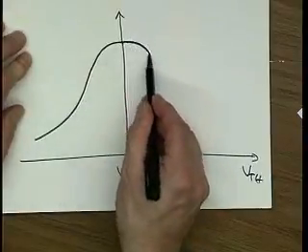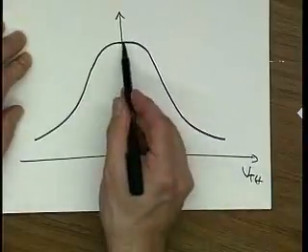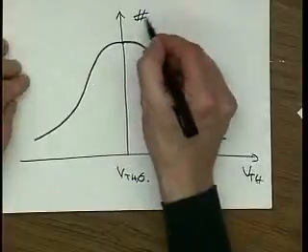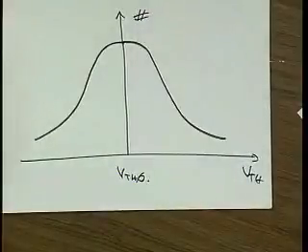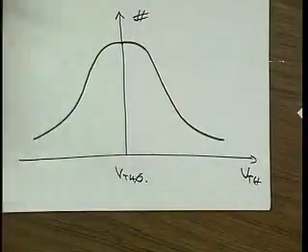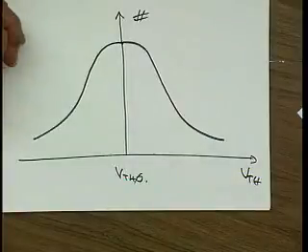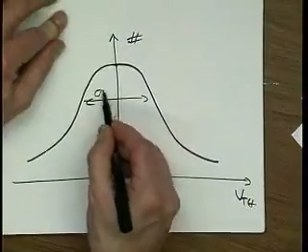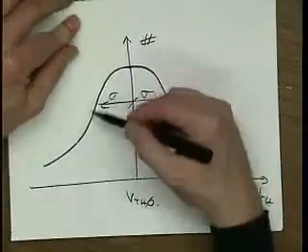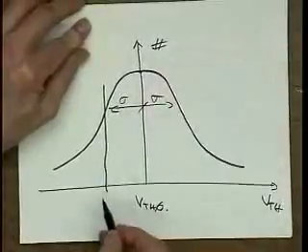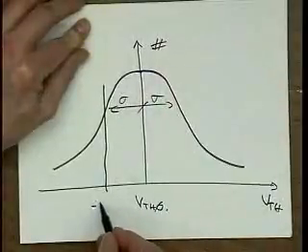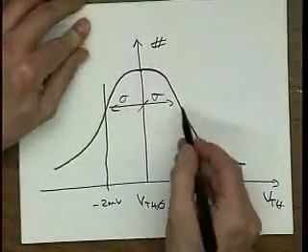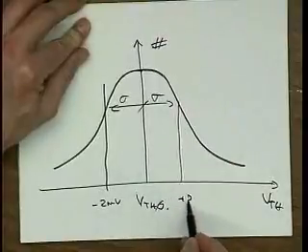Now, if we forget about the systematic part, most of our devices are going to have, so this is the number of devices that have a particular value of threshold. Most of our devices will be just dead on. Some of them have a little bit higher, some of them a little bit lower. Sigma is the width of this curve. In fact, this is sigma, and this is also sigma. So this would be VTH minus 2 millivolts, and this over here would be VTH plus 2 millivolts.